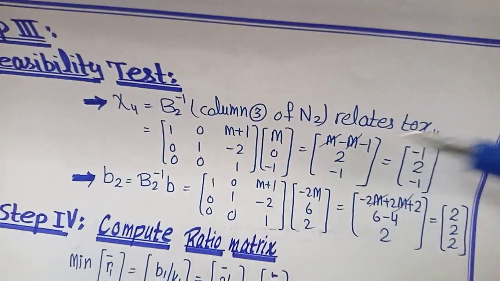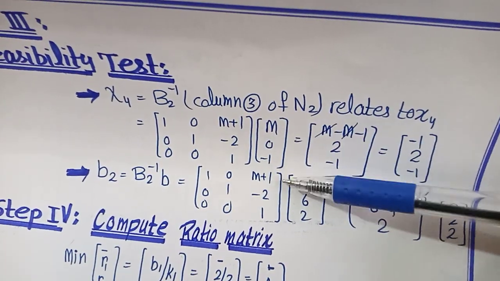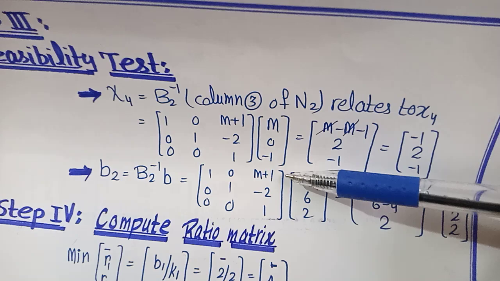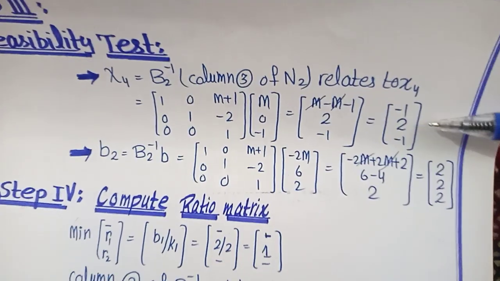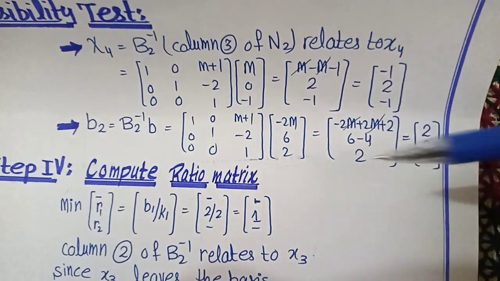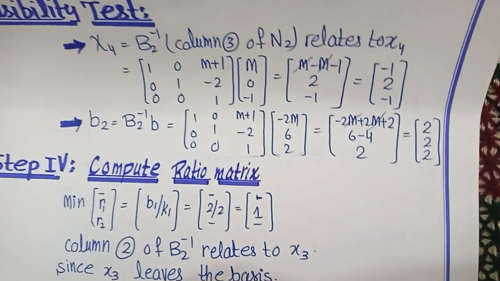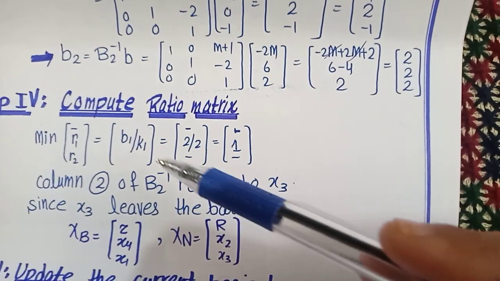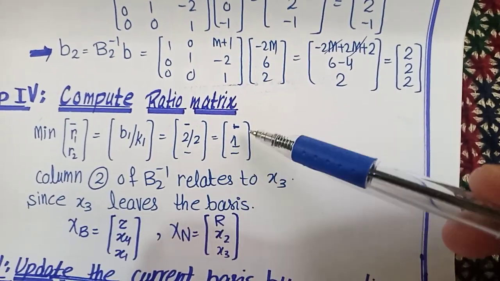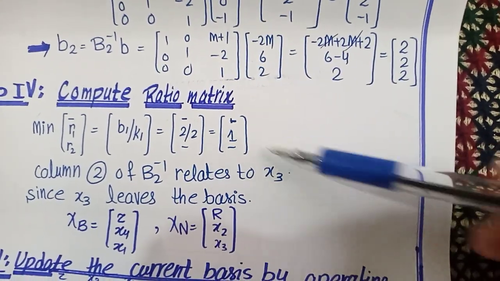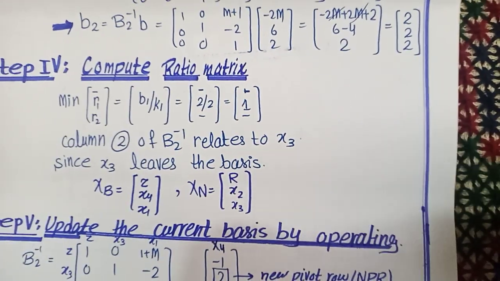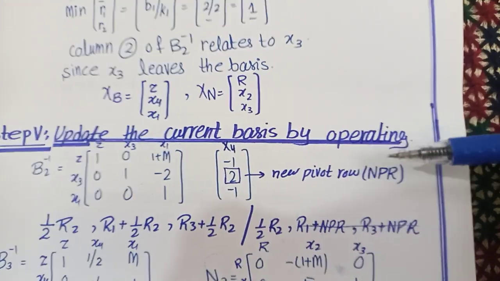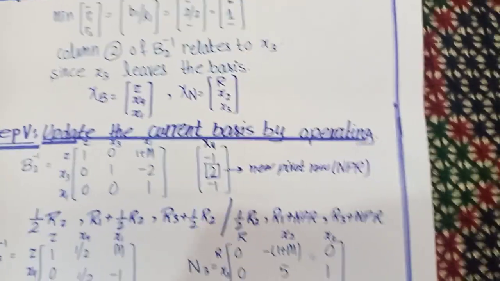You wrote B2 here, and the related column, that is the entering variable column, replace it and do the multiplications. b2 is equal to B2 inverse and b, multiplications. Compute step number 4, the minimum ratio test: b1 over k1, 2 over 2, 1. Then x3 is the leaving variable and update the current basis by operating the following row operations.